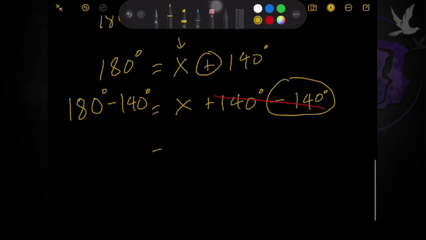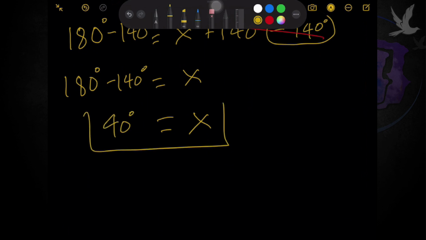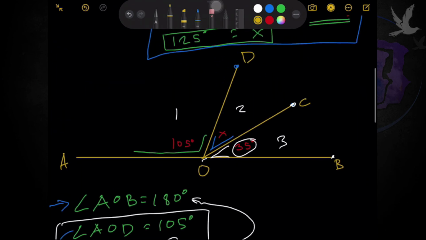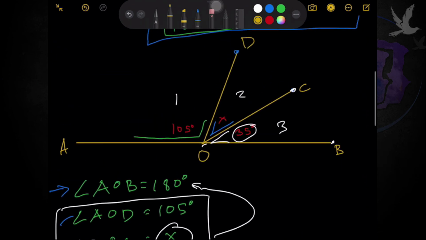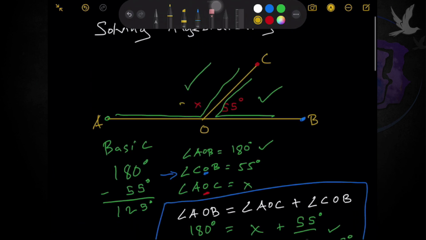Okay, so which now leaves us with x alone and 180 degrees minus 140 degrees. Doing so, 180 minus 140 is equivalent to 40 degrees, which now leaves us with x equivalent to 40 degrees. Okay, so ngayon alam na natin that x is equivalent to 40 degrees. Just the same thing here. We now know that x is equivalent to 125 degrees.